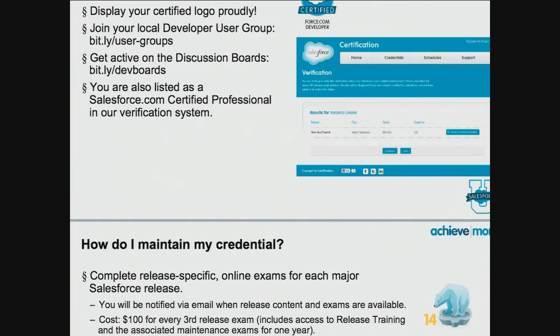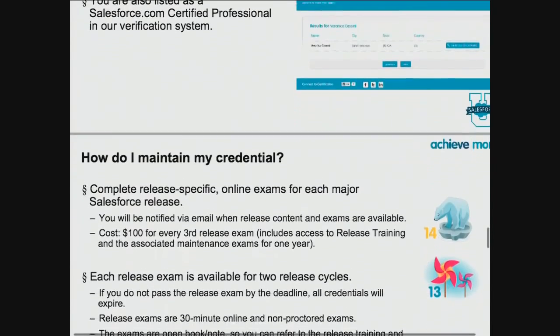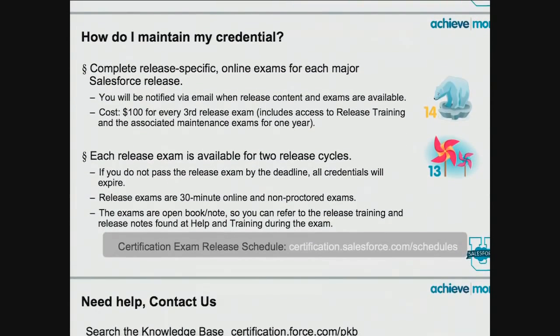That way you're registered in the verification system. And then you have to maintain your credentials. So how do you maintain your credentials? Well, credential maintenance is a process that's associated with the four-month release cycle, right? Every 4 months, Salesforce upgrades to the next release, and you'll get a ton of information in the mail. You'll get notifications before it's released, et cetera.